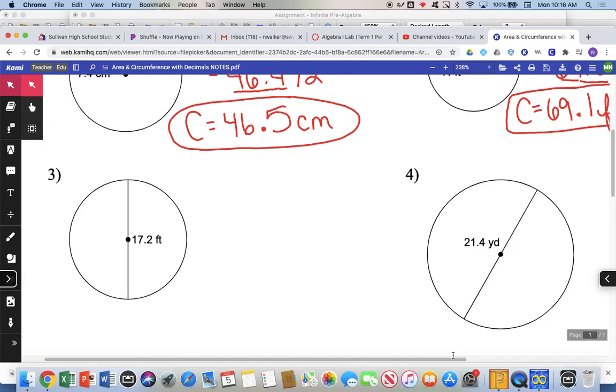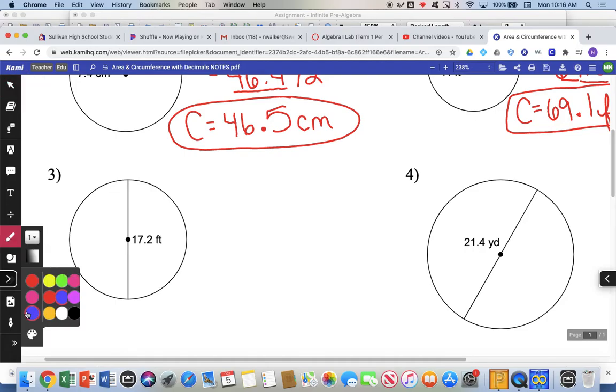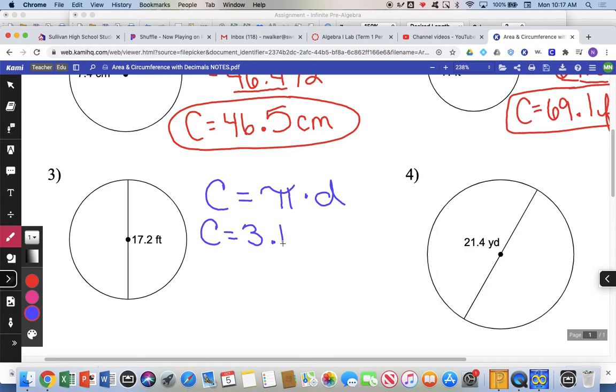So on this one, are we given the diameter or are we given the radius? Diameter. So we're still doing circumference. So are we going to use 2 pi r or pi times d since we know the diameter? Pi times d. So for pi, we're going to plug in 3.14. Now what's the measurement of that diameter? 17.2.